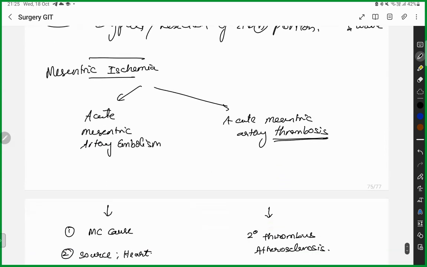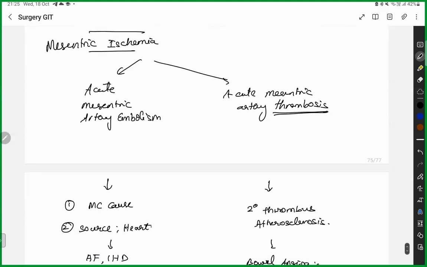Then you are going to have a very important thing, mesenteric ischemia. What is mesenteric ischemia? They are going to divide it into two. There is going to be ischemia, a loss of blood supply. Two common causes: acute mesenteric artery embolism and acute mesenteric artery thrombosis. Acute mesenteric artery embolism is the most common cause, and the source of embolism is going to be the heart.